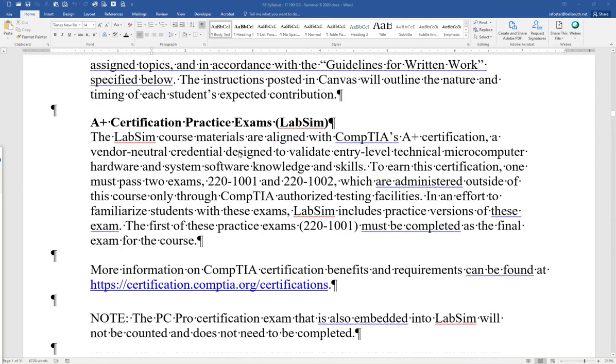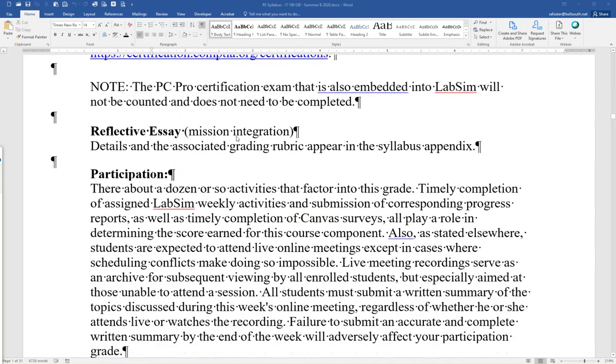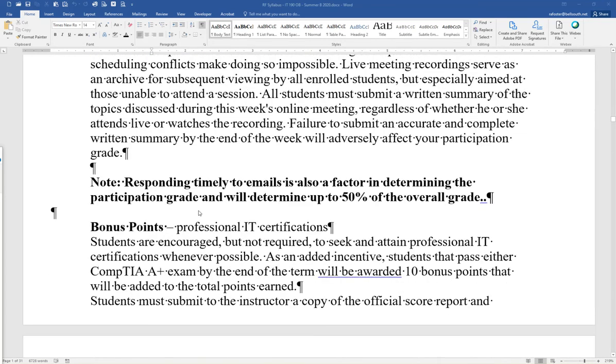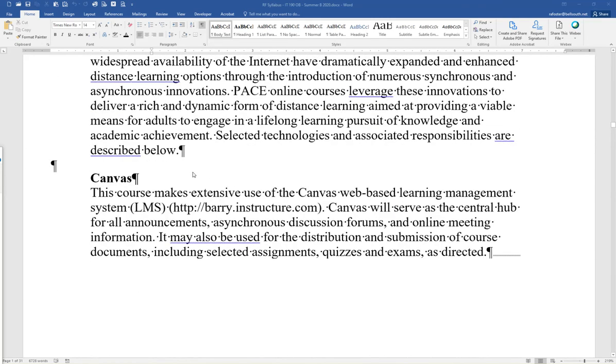Again, the A+ certification practice exams, here's more information on here. The reflective essay is in the syllabus, and you'll see more about that. Here's your participation. And again, note, responding timely to emails is also a factor in determining your participation grade, and it's going to be up to 50% of your overall grade. Participation also includes getting your work in on time.